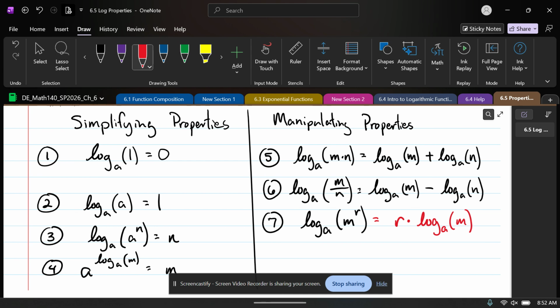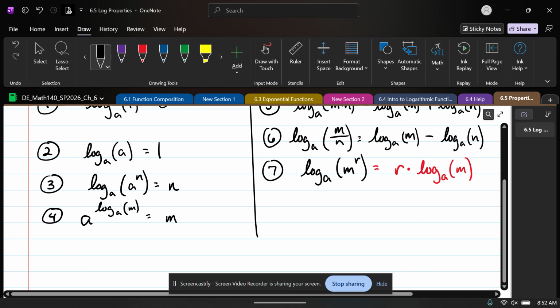That's handy because if I had x squared in here, it's a lot easier to solve something that has 2 times x than it is to solve something that has x squared, right? So that's where that property really comes in handy. So it brings that power down to the front and multiplies.